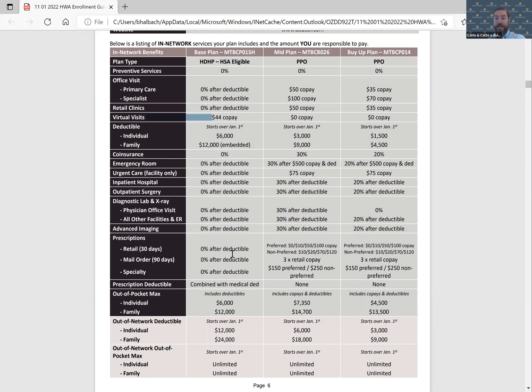On the HSA, they might say something to you like what they've said to me. Well, your insurance doesn't cover this. That isn't necessarily accurate. It just means you're on an HSA. You're paying the discounted rate when you stay in network, but you are not paying a copay on an HSA.